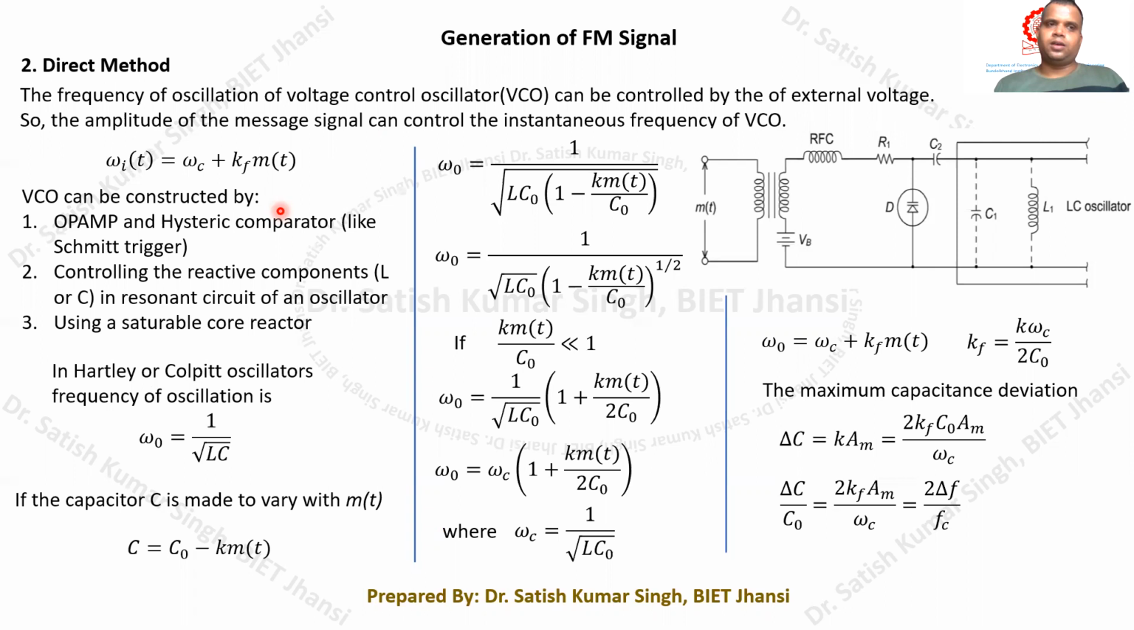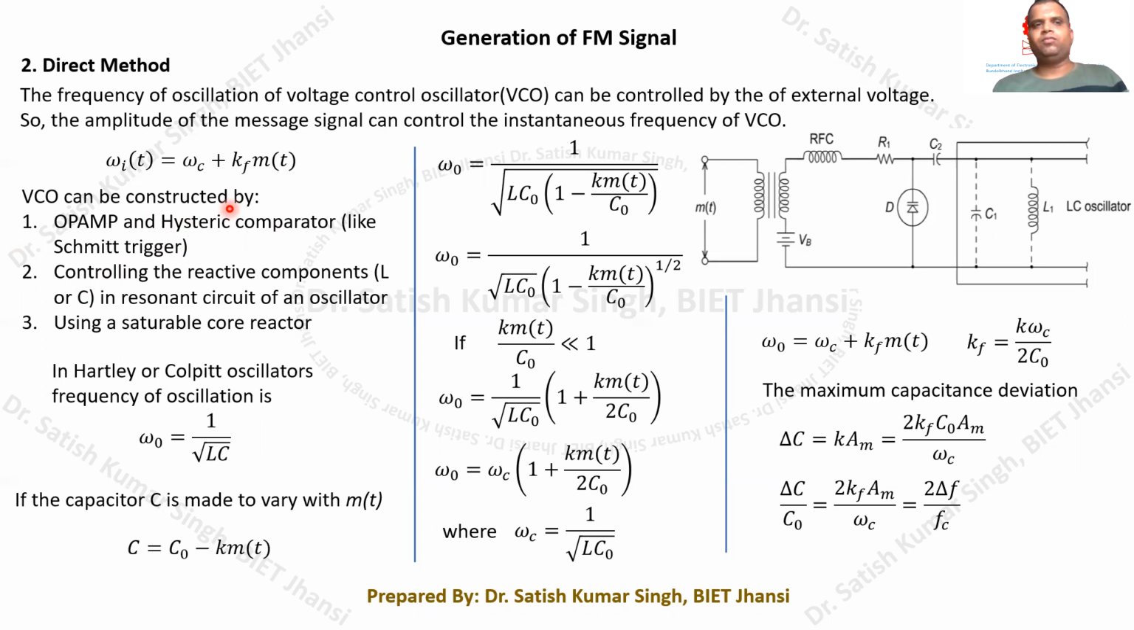In this lecture, I am not going to discuss how the op-amp and the hysteresis comparator, or the Schmitt trigger, can be used for the generation of the FM signal. Its working is fairly simple. If you understand the working of the Schmitt trigger, you will be able to understand how the FM signal can be generated with it.